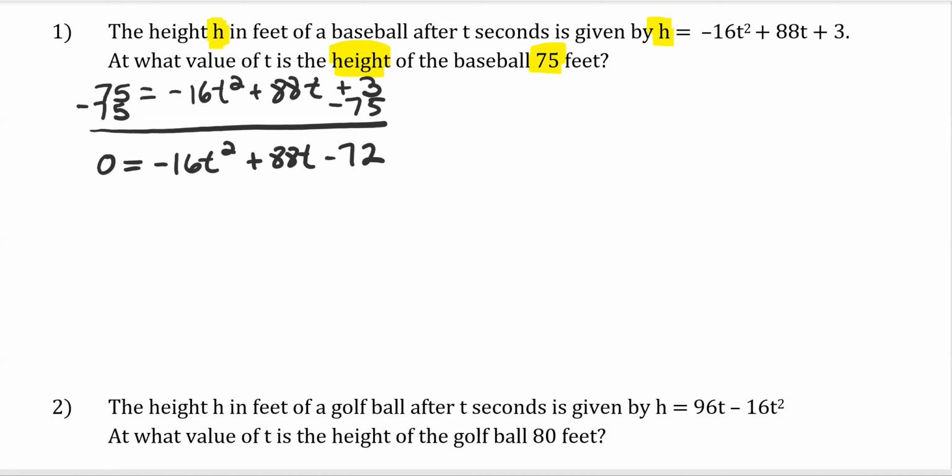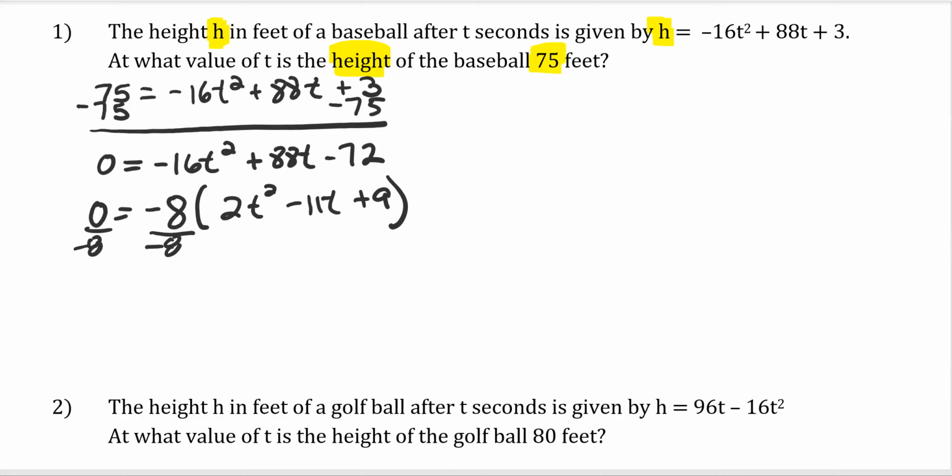And now we can factor the greatest common factor. We'll factor a negative 8. Leading coefficient is negative, so I'm going to take out a negative 8. Now, because we just have the greatest common factor of negative 8, I can divide both sides by negative 8, and I still have 0 is equal to 2t squared minus 11t plus 9.